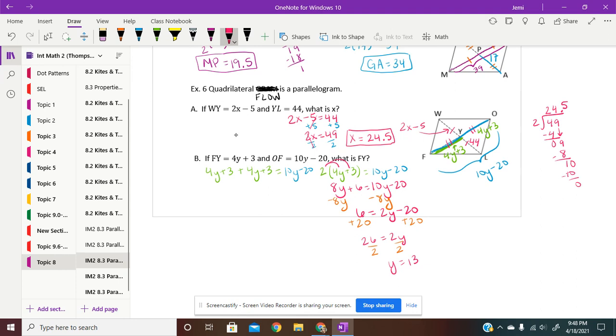Now that doesn't answer my question. The question says, what is FY? So I need to take y equals 13 and plug that back in. 4 times 13 is 52, plus 3 gives me 55. All right, there we go. FY is equal to 55, and that will finish up the notes.